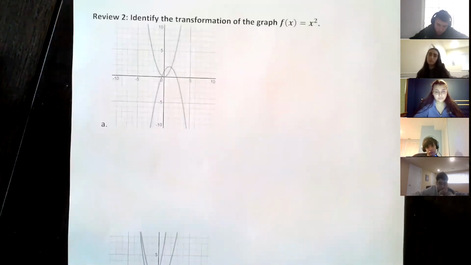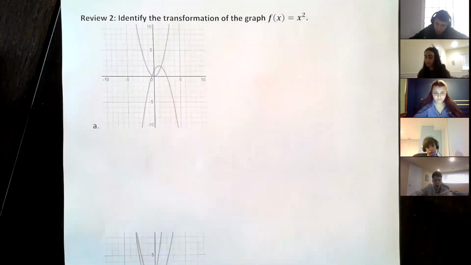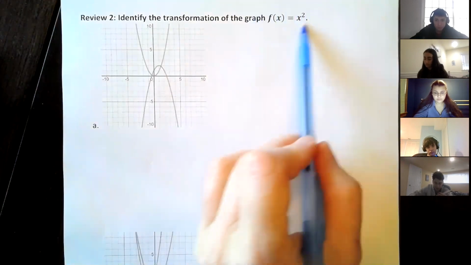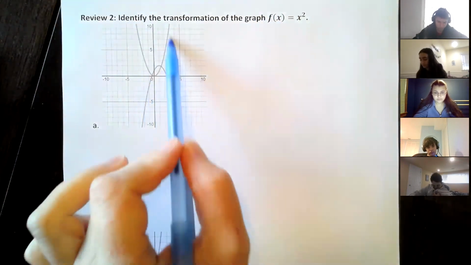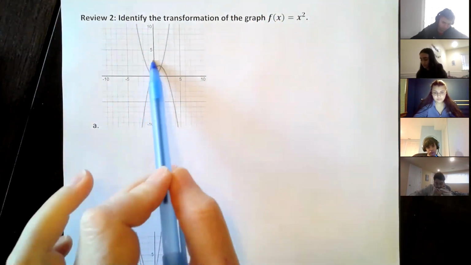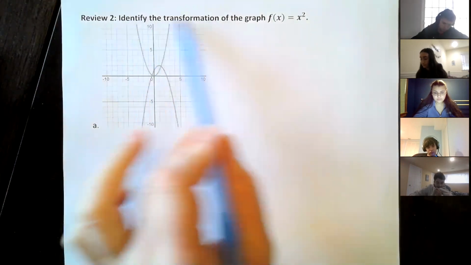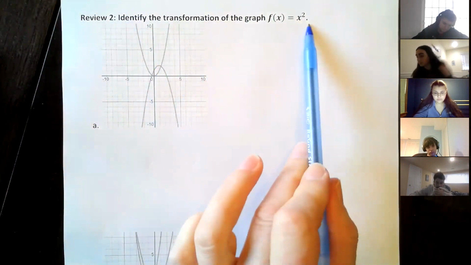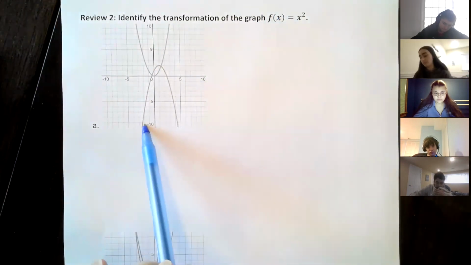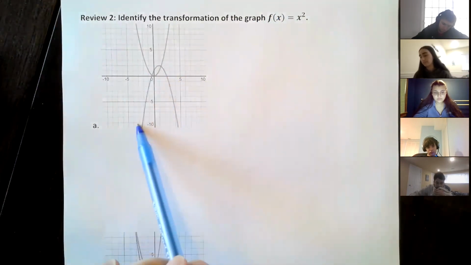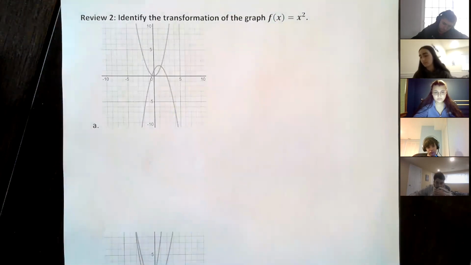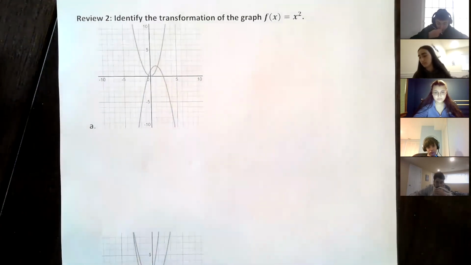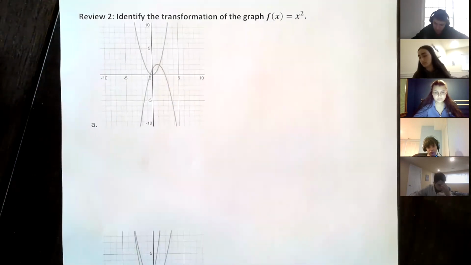Okay. Now I have a couple of graphs here, and I actually have included the graph of f of x equals x squared. That's our parent function. And a second graph, and we want to describe the transformations that were done to f of x equals x squared to get our new function here. Michael, let's see what you think on that.